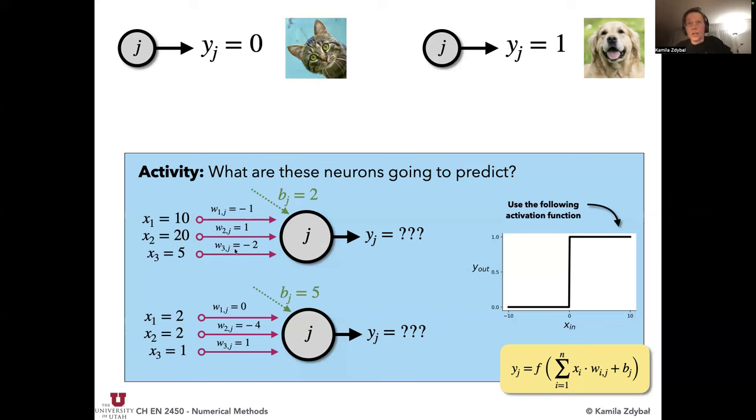And you have the weights, you have the bias, you have the values of x's from the previous layer. And we're going to use this as an activation function. You can think of this as a step activation function. So it's 0 for negative values, and then it's 1 for 0 and positive values. I'll give you a few minutes to tackle this. All you need to do is use that formula, compute those values, and then see whether you get 0 or 1.